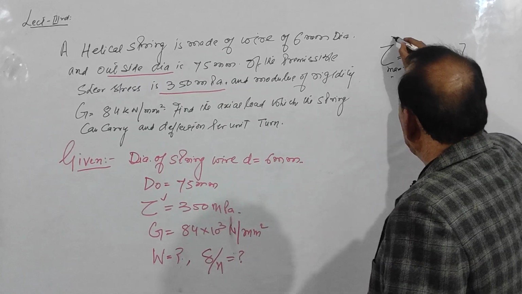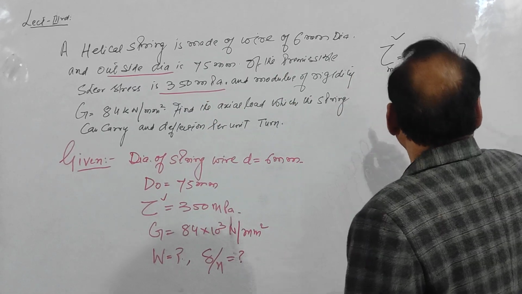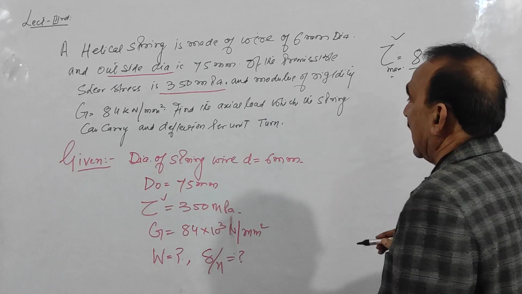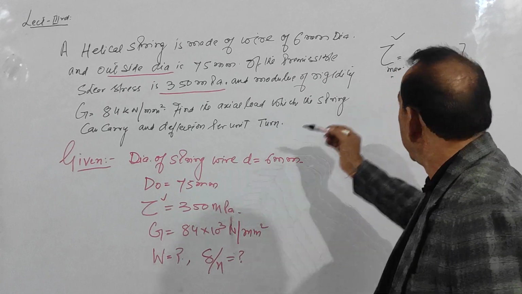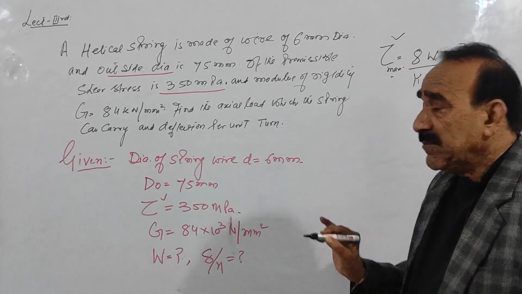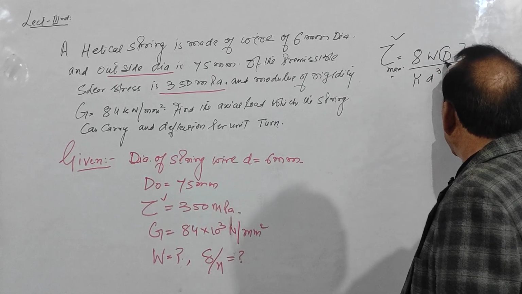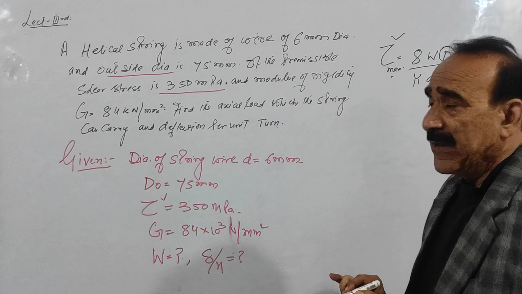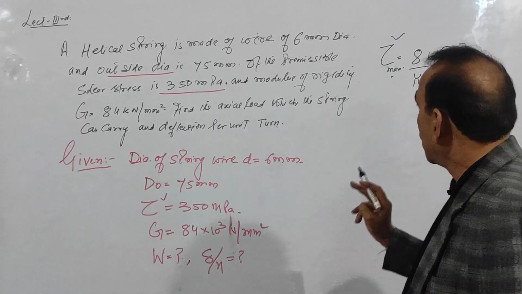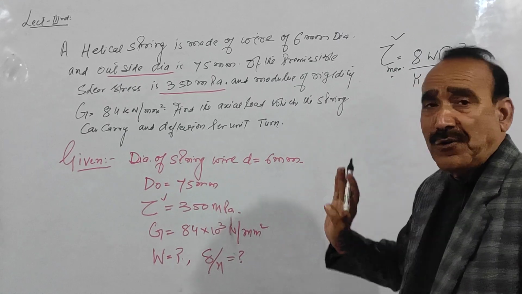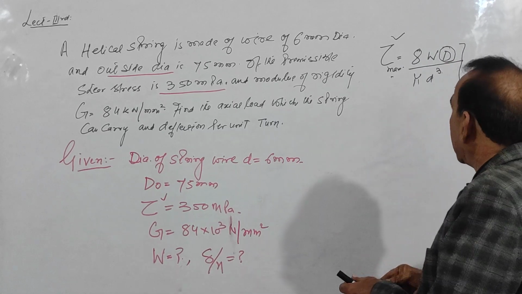So here tau is given to you. This is 350 MPa. W you have to calculate. D is, what is D? Mean diameter. So just see here, is the mean diameter given here? No, mean diameter is not given. So the diameter of the wire is given. It means that first we will find out the mean diameter. If we find out the mean diameter, then we can calculate the axial load. We will calculate the axial load, right? So we will calculate the axial load, right?